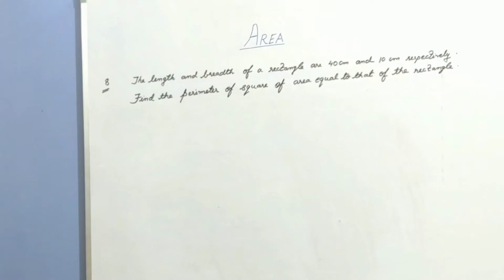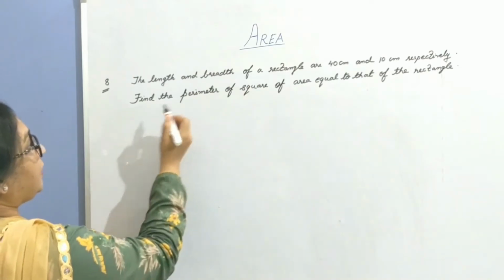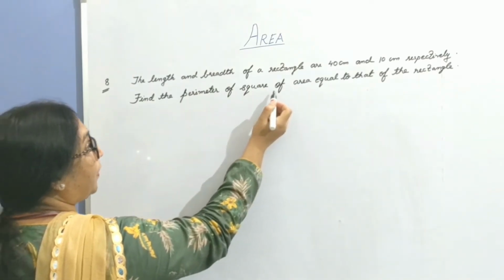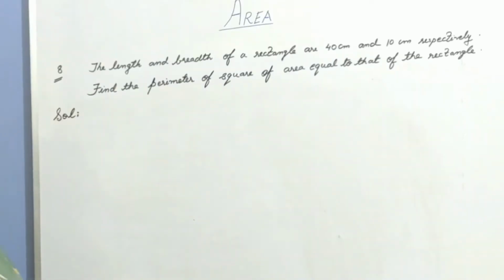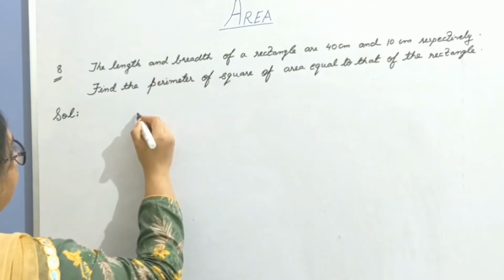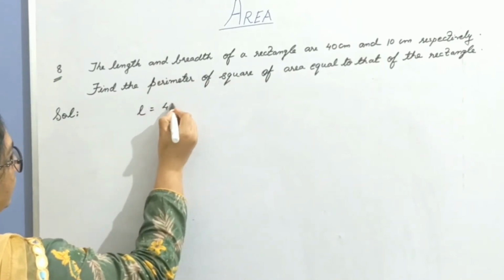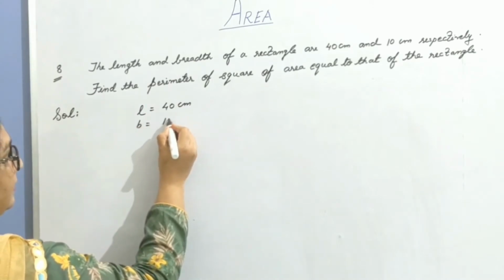The length and breadth of a rectangle are 40 centimeter and 10 centimeter respectively. Find the perimeter of a square of area equal to that of the rectangle. What are the given parameters here? The length and breadth of the rectangle. Length is 40 centimeter and the breadth of the rectangle is 10 centimeter.